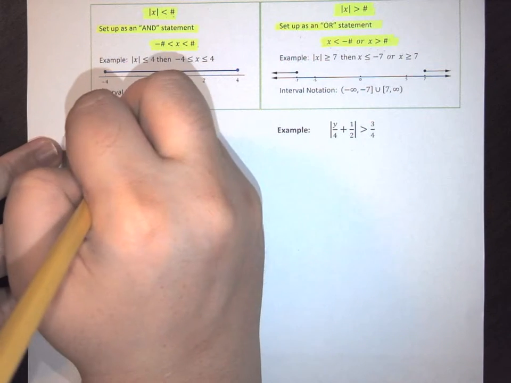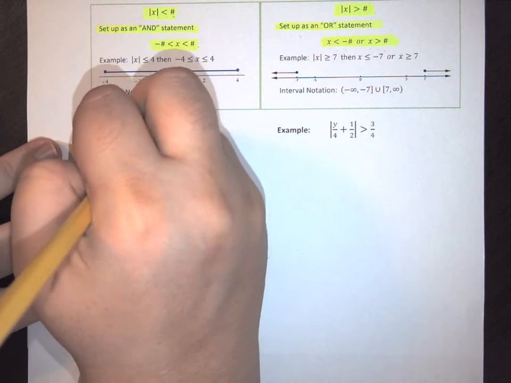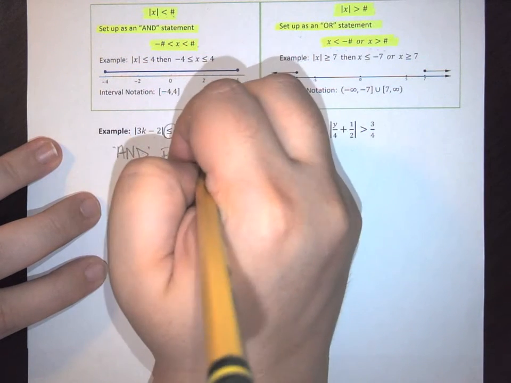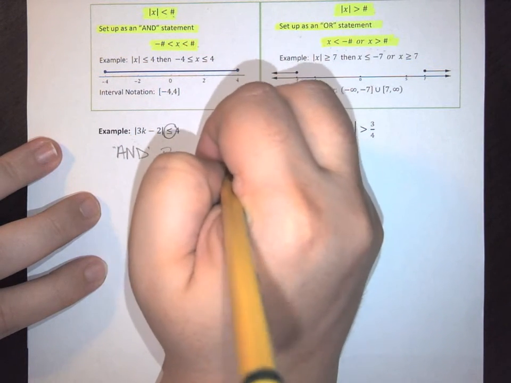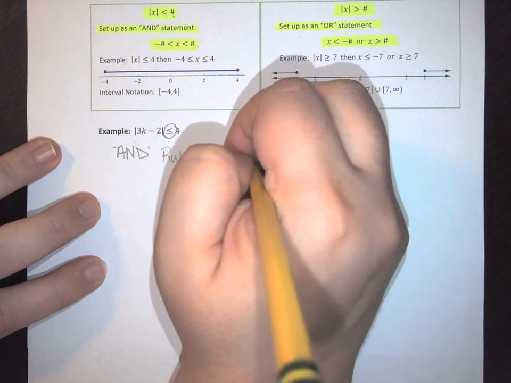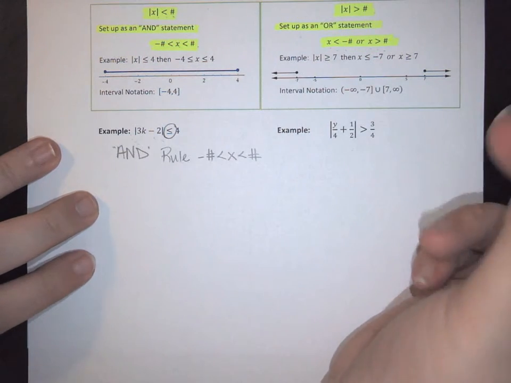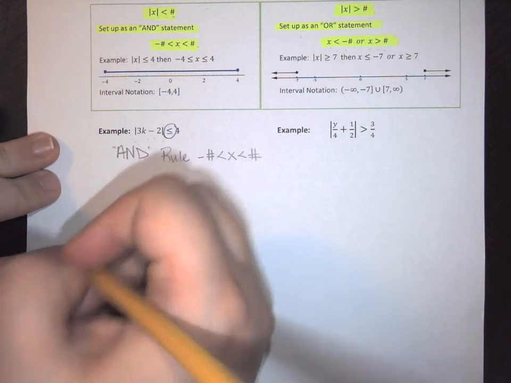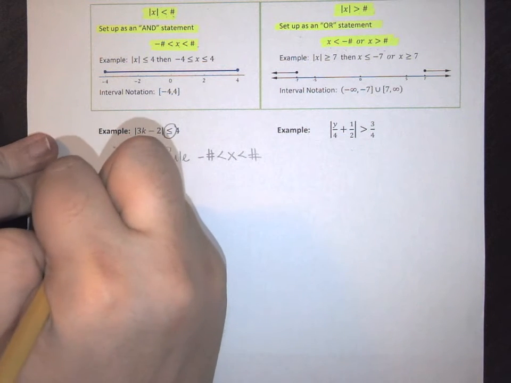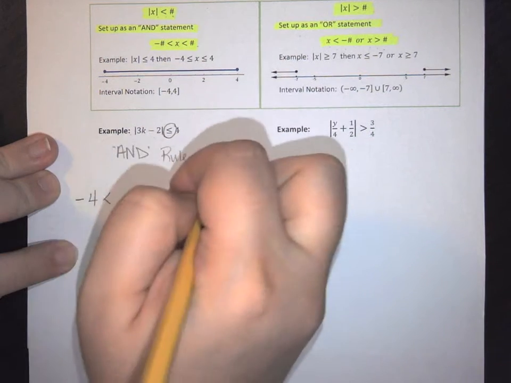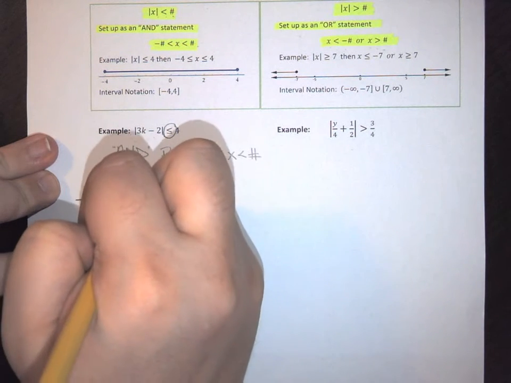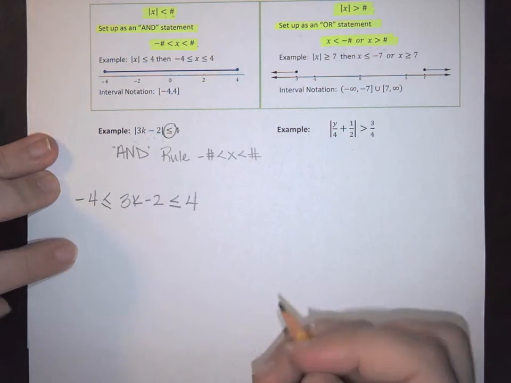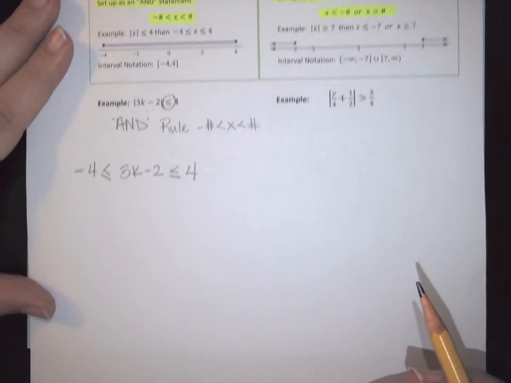Less than says that you are using your and, which means we are using the rule negative of the number is less than the stuff is less than the number. So in this case, my number is 4 and the stuff is 3k minus 2. So this is going to be negative 4 is less than or equal to 3k minus 2 is less than or equal to 4. Solve your inequality.